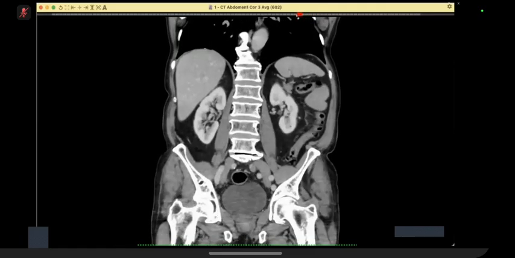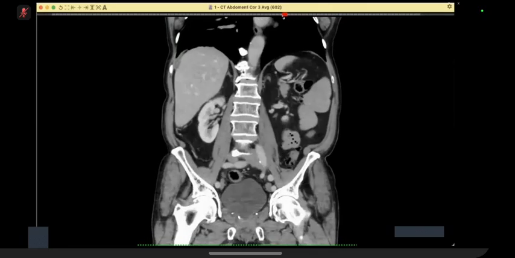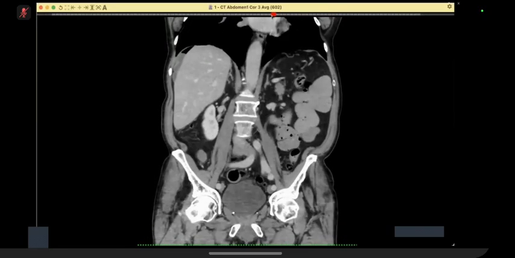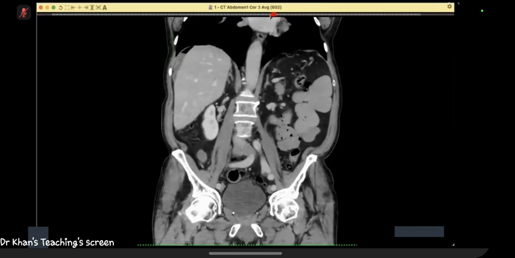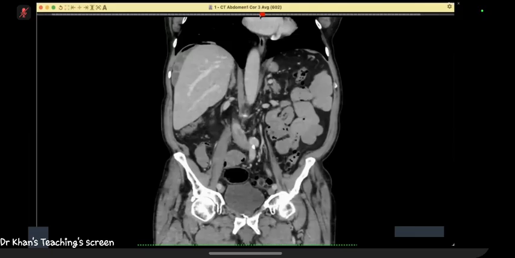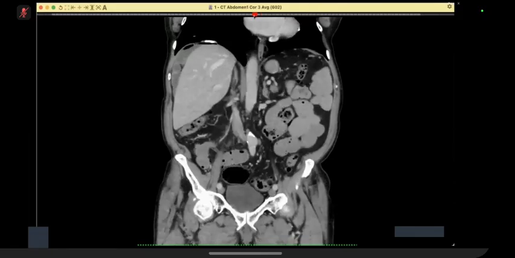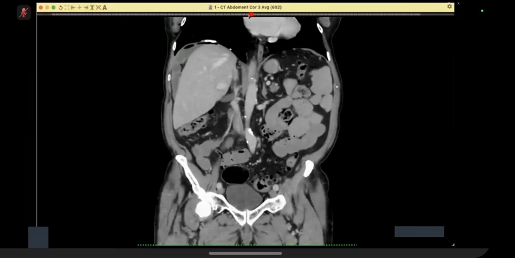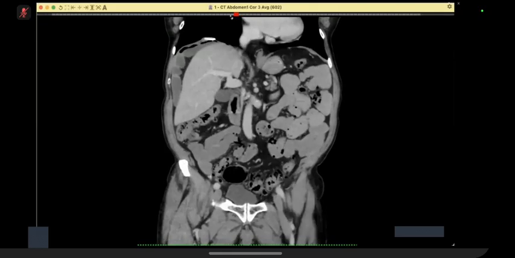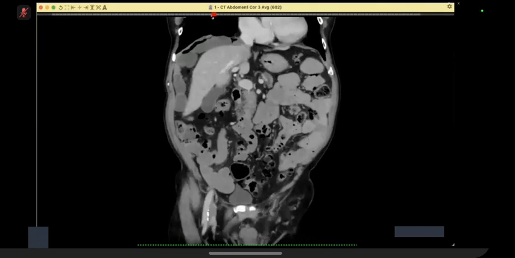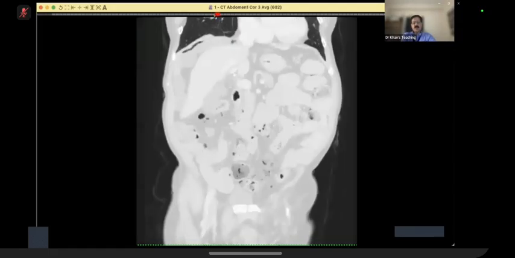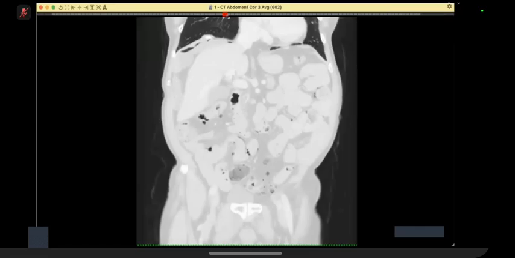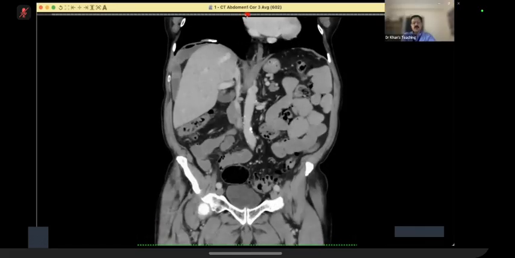I'd like to revise my initial description of sigmoid diverticulosis. I actually think this might be gas within the sigmoid colon. It's also extending into the splenic flexure as well as the transverse colon. Can you look at the right hemidiaphragm? What do you think is happening? There's pneumoperitoneum. Okay, what is your final conclusion?